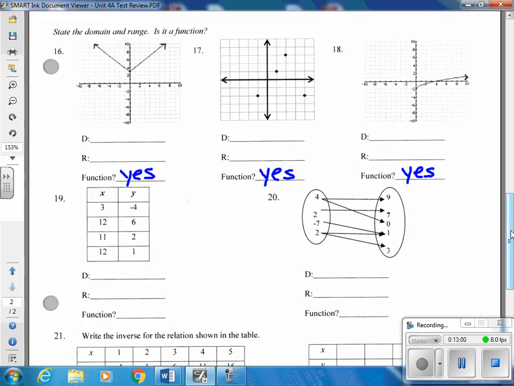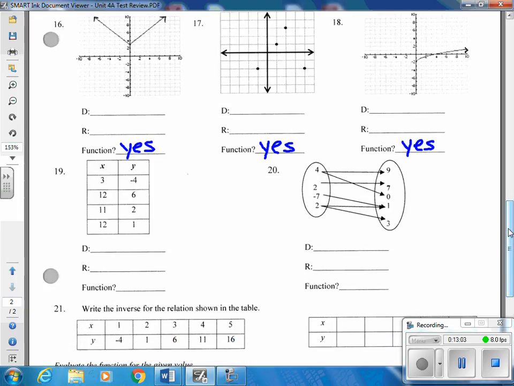Right? For number 19, you can't use the vertical line test because you have a table. So you have to look at your x values. Do any of the x values repeat? Yes, they do. So this is not a function. So that'd be a no.